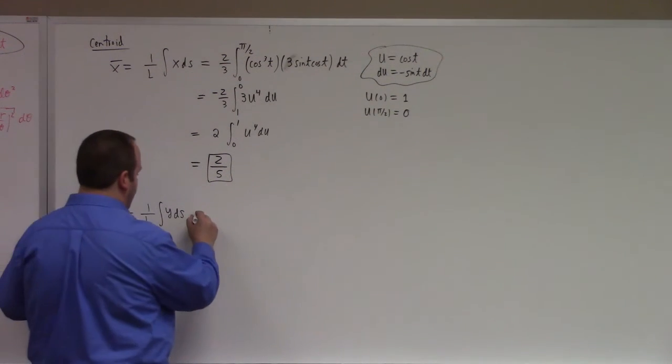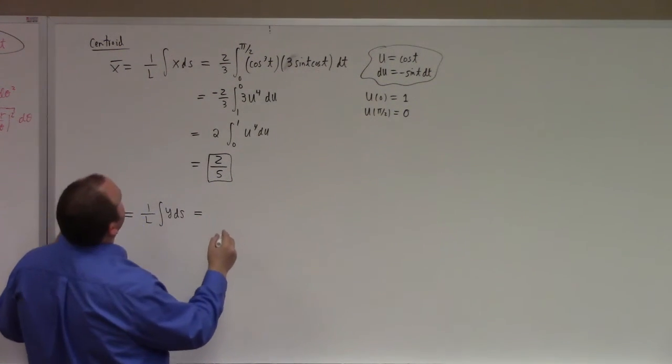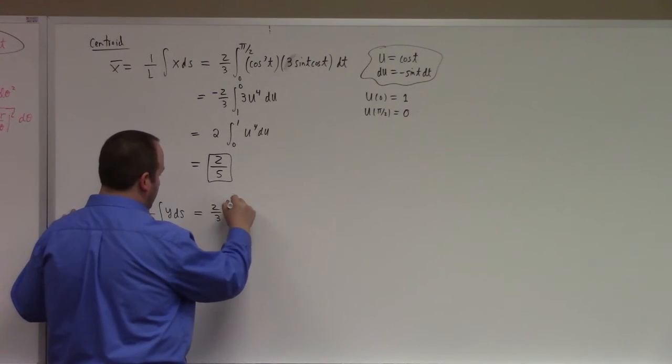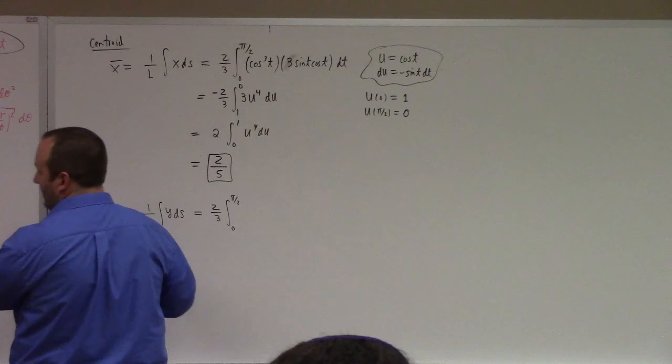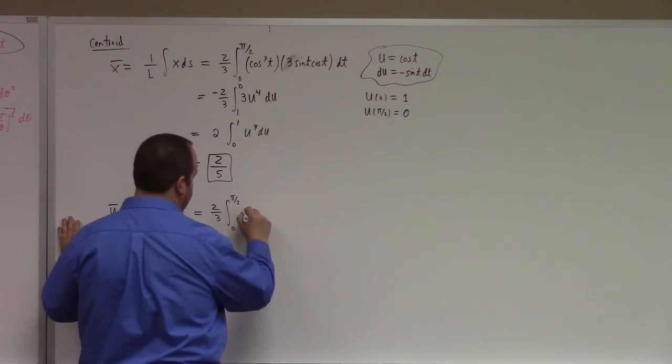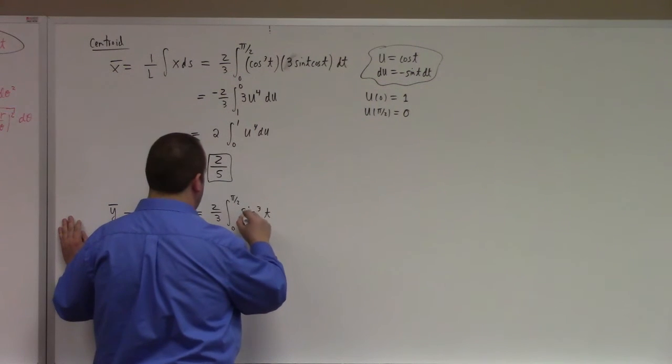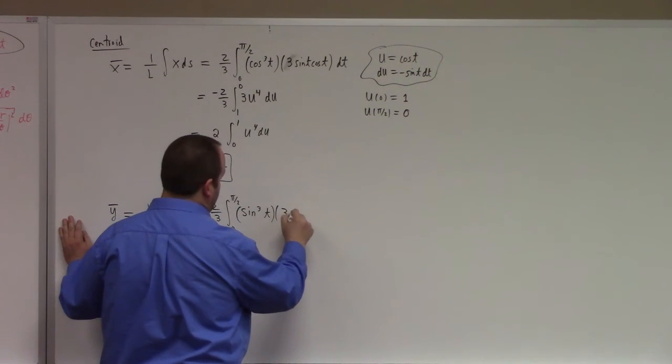Okay, so that actually is what? This is 2/3, integral from 0 to pi over 2. y is what? Well, y is sine cubed. And ds is what it is. It's 3 sine t cosine t.